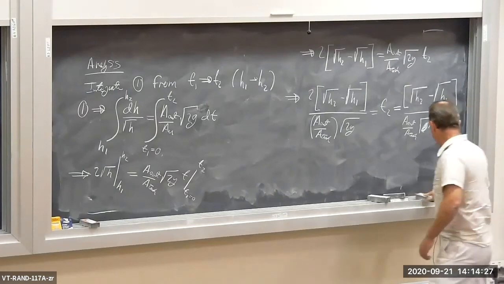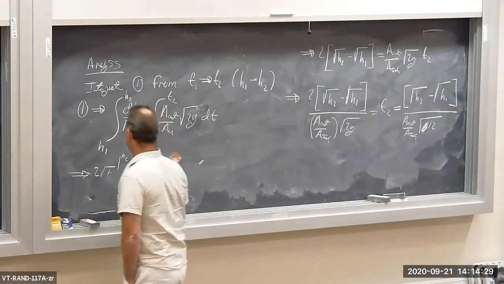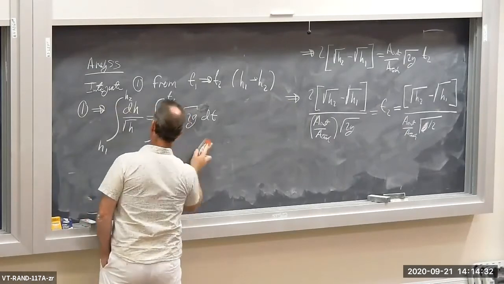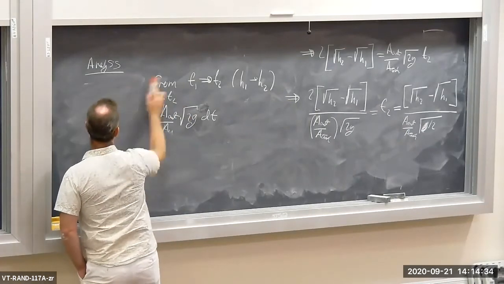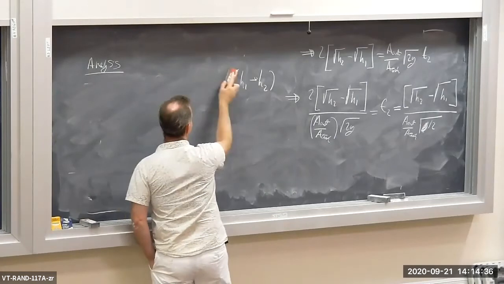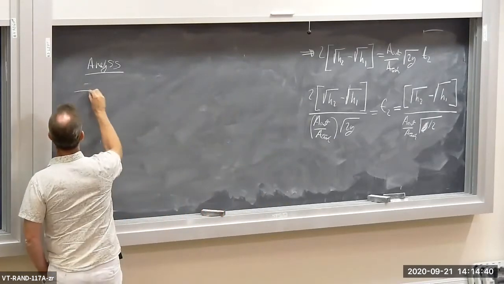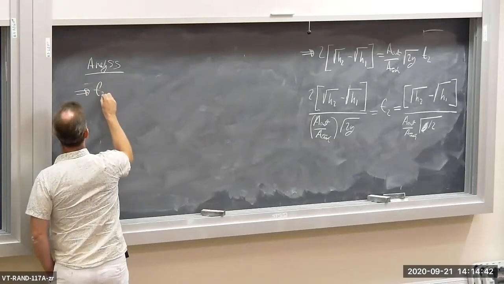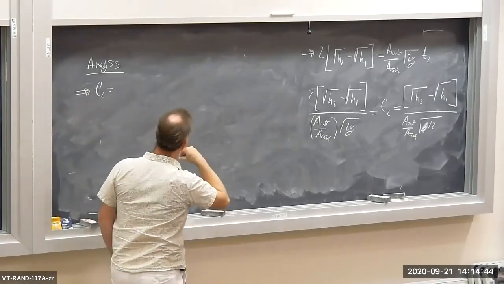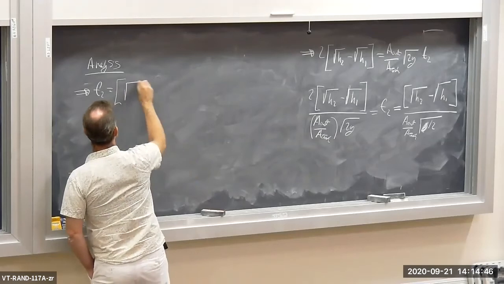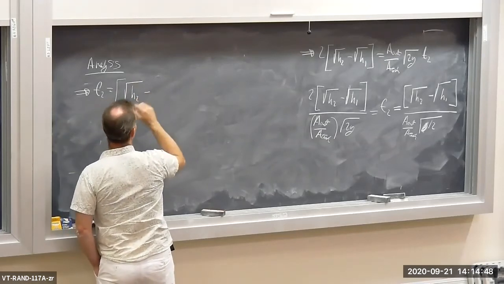So let's write down the final expression here for time T2. And then we can plug in numbers and figure out exactly how long it takes to drain the tank by 90%. Okay, let's see here. T2 equals square root H2.